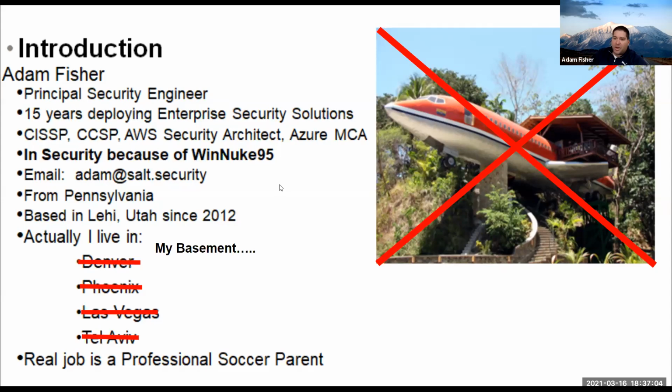Now I will say one thing. By a show of hands, how many know of WinNuke 95? We're going to judge the age of the audience if you can. I got one thumbs up. Okay, 3. That's impressive. 3 out of 48. Yeah, every time I ask this, it shows my age.